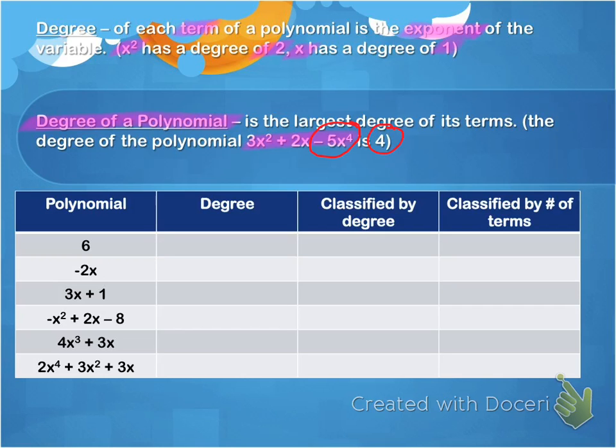Now moving on to this chart, when I have the polynomial 6, that's going to be a degree of 0 since I don't have a variable. I'm going to call this a constant function. This is going to be like the function x is equal to 4 or y is equal to 4 where our graph is a vertical or horizontal line. This only has one term. A term is how many things I'm adding to one another. So I'm going to call it a monomial.